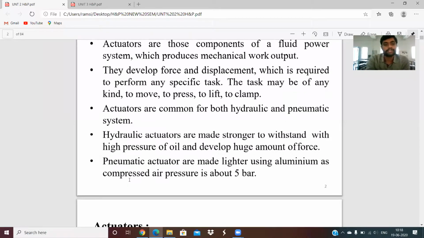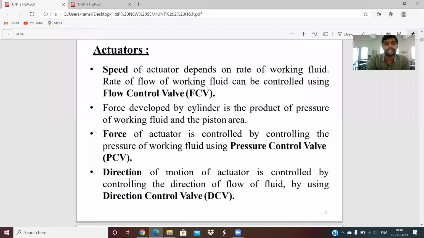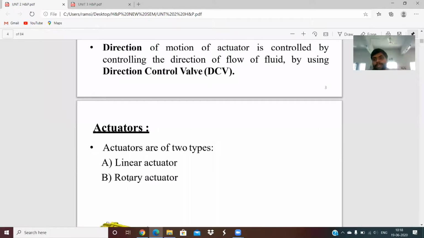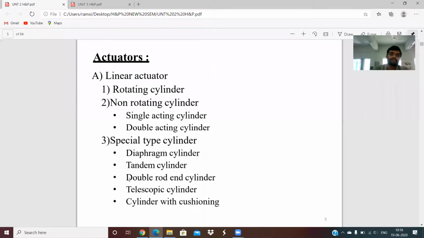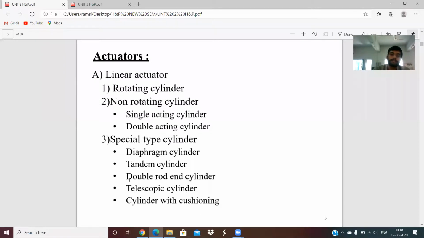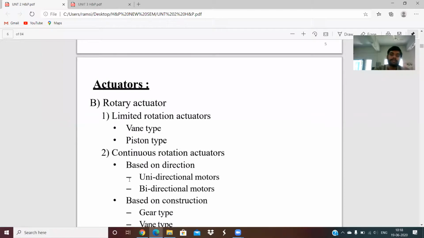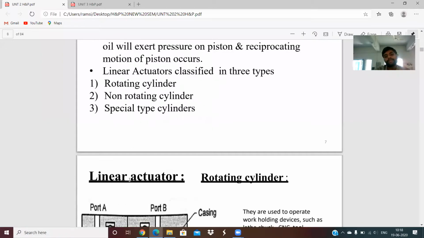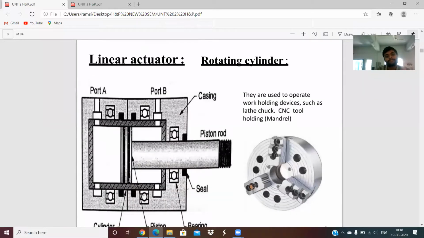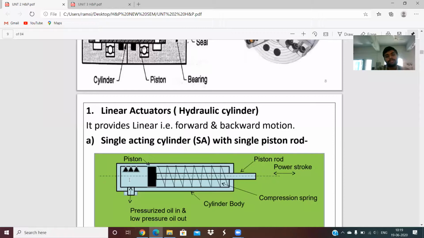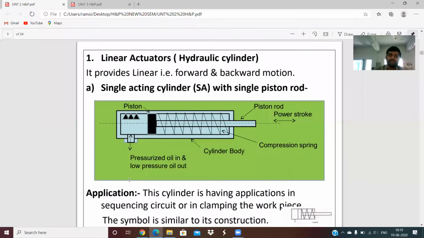Again, these are the actuators. There are terms of speed, force, and direction of the actuator. Then there are two types of actuators. The first one is the linear actuator, and the other one is the rotary actuator. Just see on your screen the various types of actuators. I will teach you these one by one as the lecture continues. The linear actuators: how this actuator works, how the piston moves up and down, how we apply forces, all of this we will study in this subject.